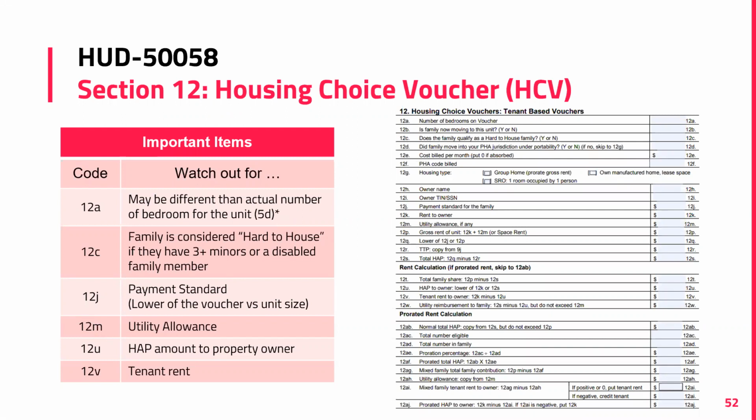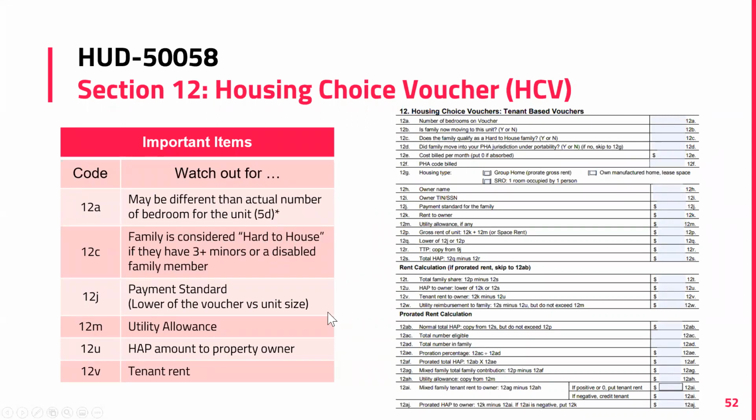In general, as a rule for HUD, the number of bedrooms is what they were approved for by the voucher department. And then 12C, the family is considered hard to house. If this one is a yes, they're only considered hard to house if they have at least 3 minors or a disabled family member. So if you see 12C say yes, and you don't have any disabled person, and they don't have at least 3 kids, and a teenager would count as well, then this line is wrong and it should reflect no.